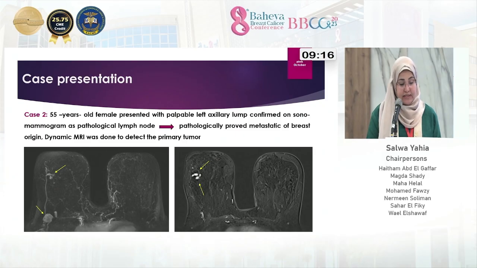Case 2: 55 years old, presented with palpable left axillary lump, confirmed on sonomammogram as a pathological axillary lymph node, pathologically proved metastatic of breast origin. Dynamic MR was done to detect the primary lesion, showing right breast upper outer quadrant, focal area of clumped non-mass enhancement with pathologically enlarged ipsilateral axillary lymph node.